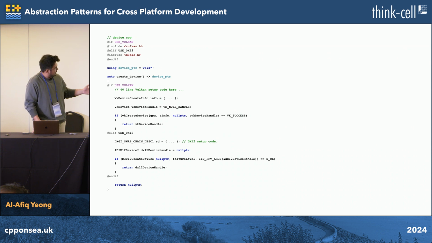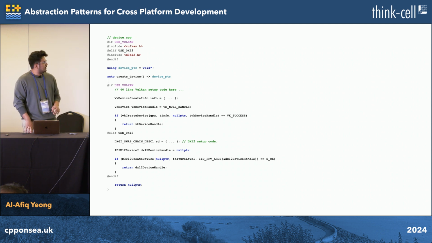Oh, it's a little bit too small, but can you guys see it? The code, okay, yeah. So notice that I've defined 2 preprocessors, use Vulkan and use DX12. And depending on which one is set, I include the header files that are required to interact with the platform.